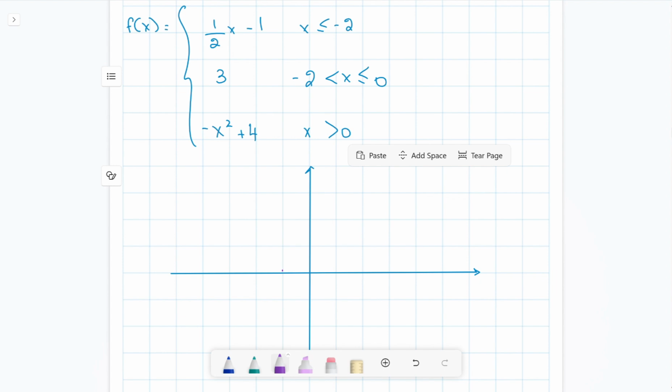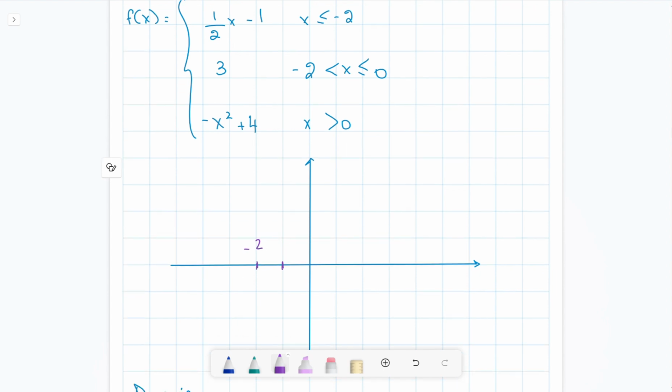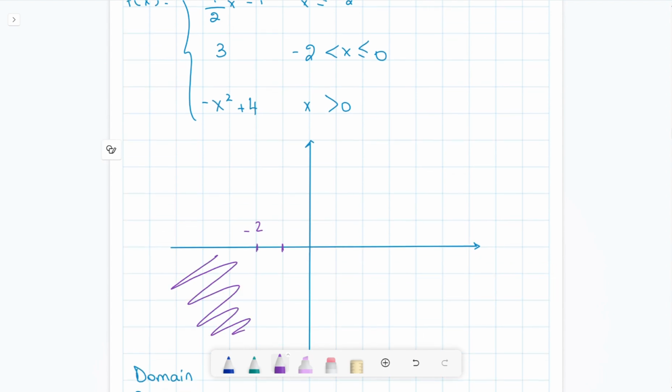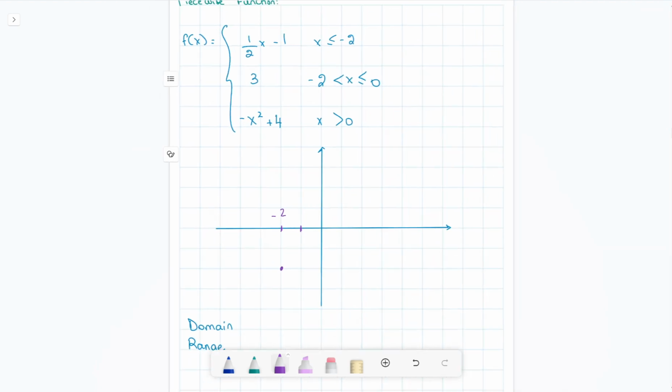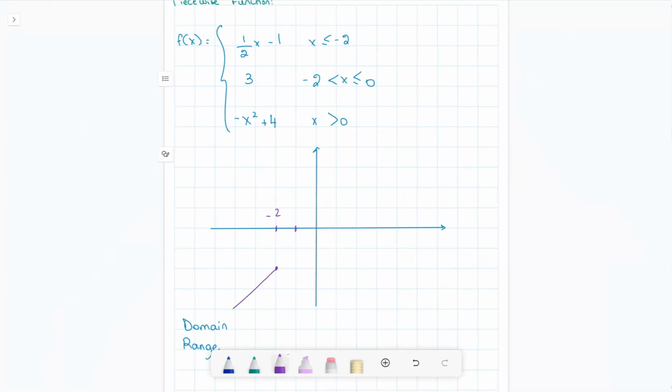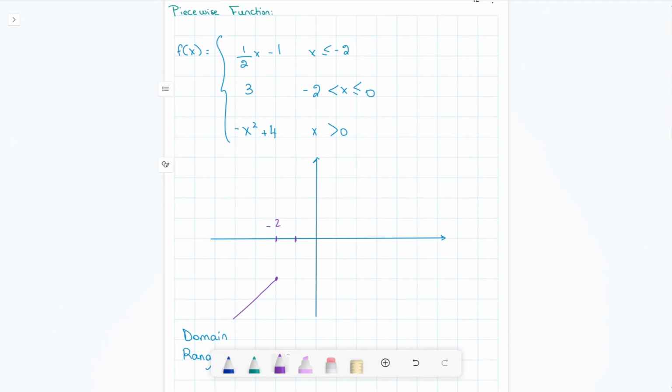We are talking about all this region here when x is less than or equal to negative 2. So that's only a sketch, not really accurate, but it will look something like this. Because exactly at this point, when x is equal to negative 2, f of negative 2 equals negative 2 divided by 2 minus 1, which is negative 1 minus 1, which is negative 2.